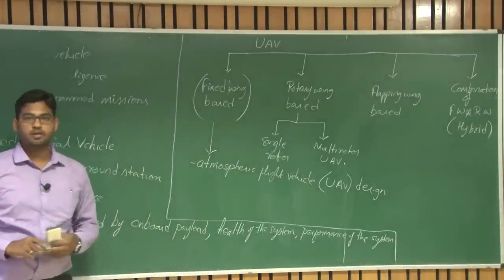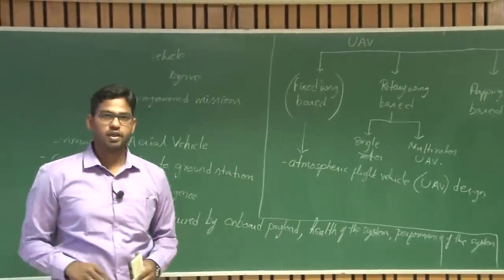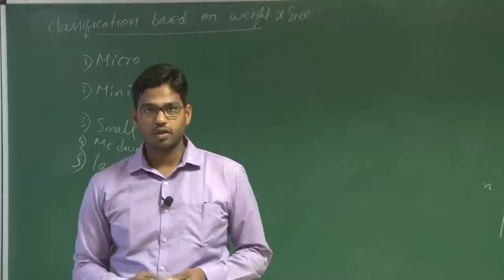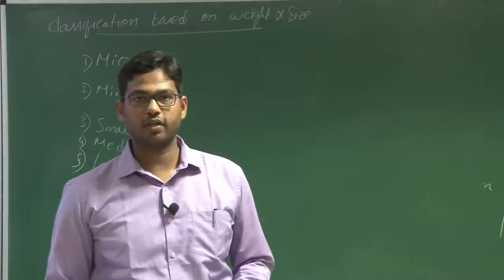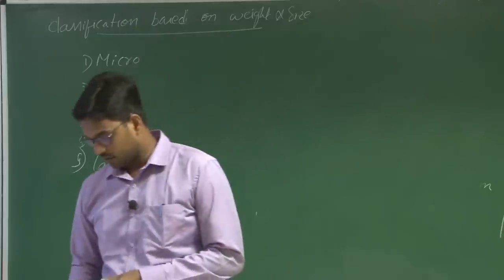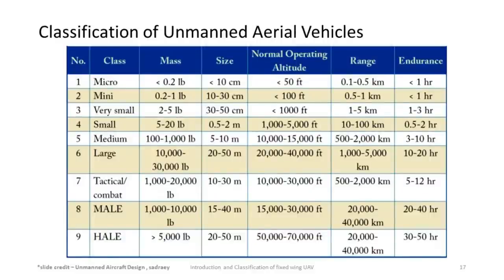Now let us look at the classification of these UAVs based upon their size and weight, as well as their mode of operation. In terms of dimension as well as weight, there are micro, mini, very small, small, medium and large. Very small and mini, we can't exactly differentiate them.